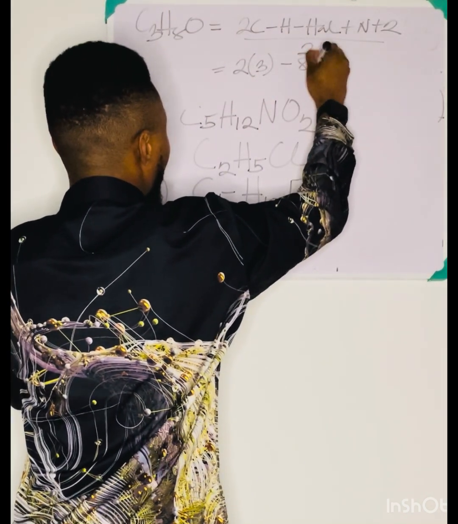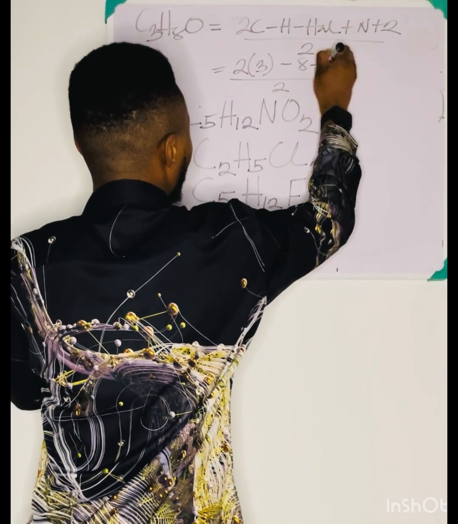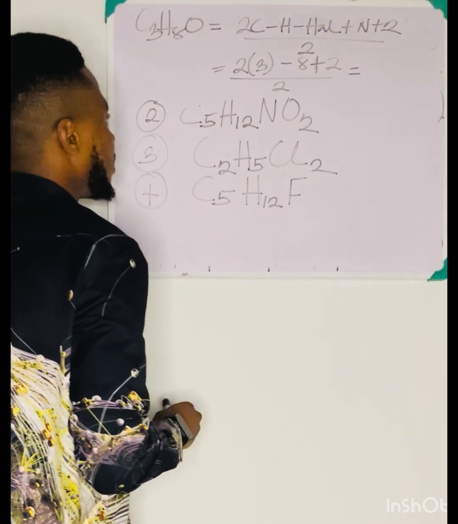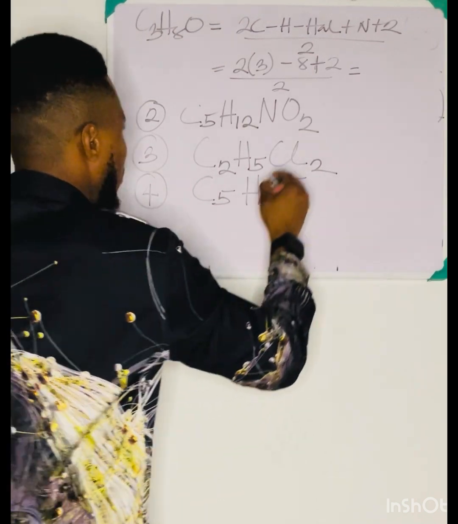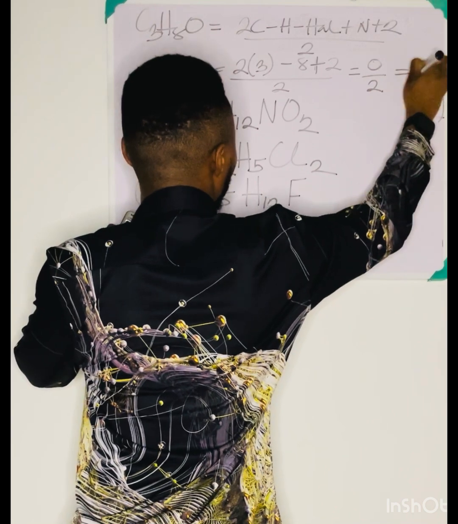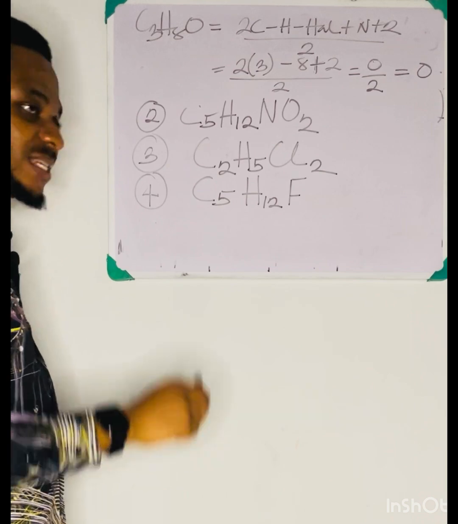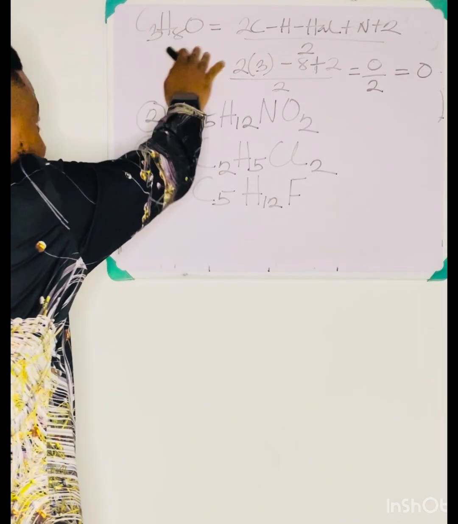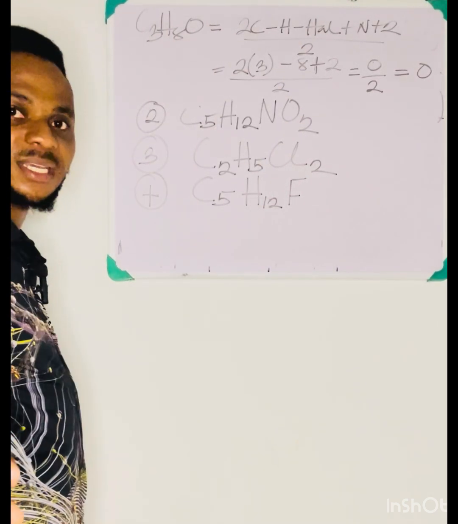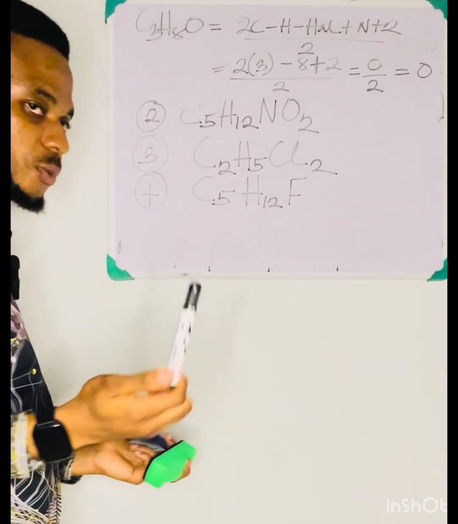So we'll go to plus 2, all divided by 2. This is the plus sign. Okay, so 2 times 3 is 6. 6 minus 8 is minus 2. Minus 2 plus 2 is 0. So we have 0 over 2, which is 0. So it means that the 8 hydrogens that are here is the actual number of hydrogens that are supposed to be here. It means that this molecular formula is correct. Hydrogens are not lacking, hydrogens are not excess. So there is no deficiency of hydrogen here. So we're having 0. Hope you understand.